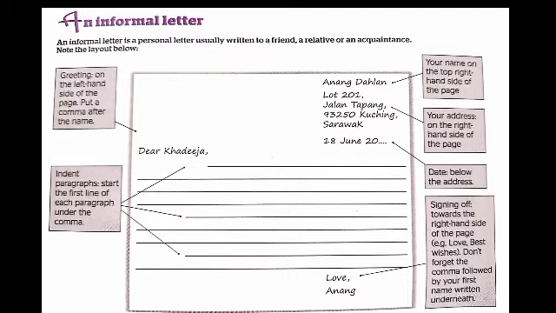Alright guys, now we discuss a little bit about this draft on how to write an informal letter. The first one, of course, we need to put your name on the top right hand side of the page. Number 2, you should put your own address. Number 3, we put date below the address. Number 4, we put greeting on the left hand side of the page. Put a comma after the name.